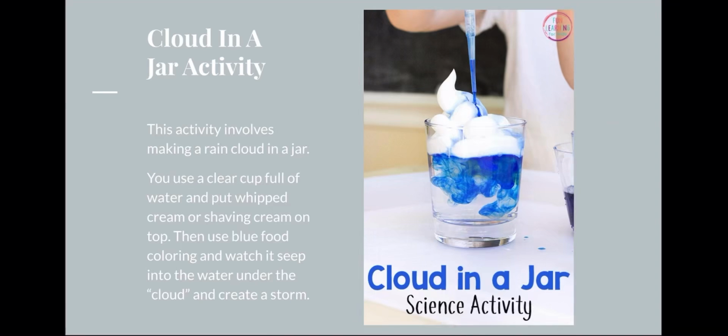The next activity I chose is the cloud in a jar activity. This activity just uses a cup or a jar with water in the bottom, and then you put whipped cream or shaving cream on top and use blue food coloring. And when you dump the blue food coloring on there, it will sort of seep into the water underneath the cloud and make it look like a rainstorm. I think that would be a very interesting activity to do.